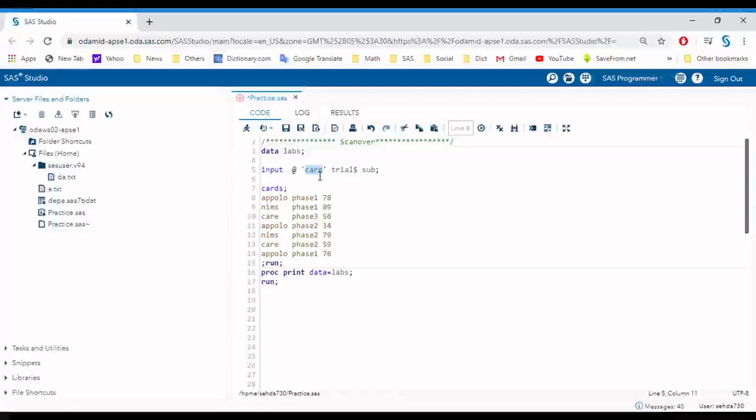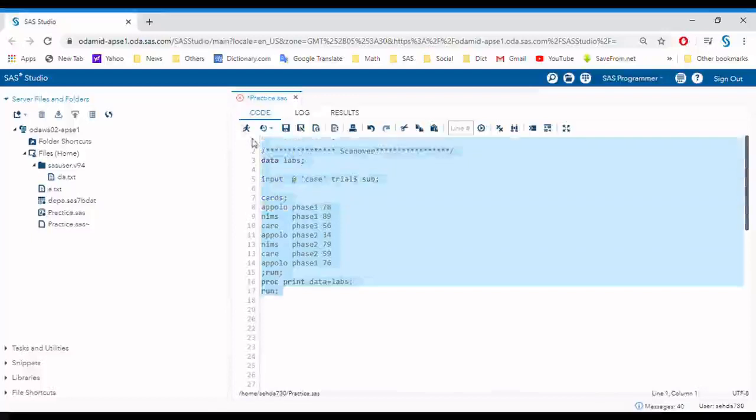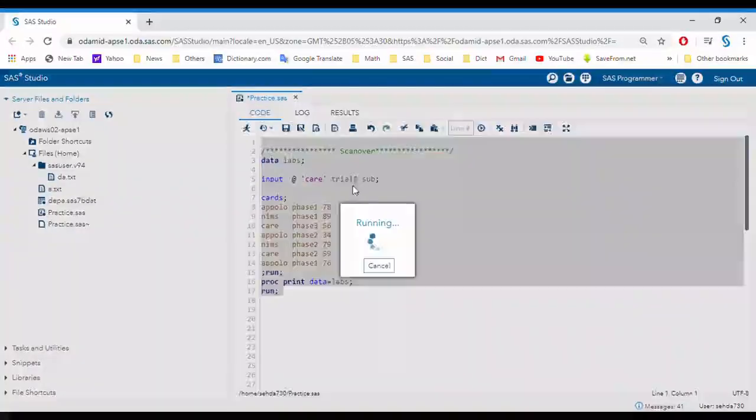So we are asking it to read the data based on this scan thing. Read these lines based on this care. Wherever you find the care, read the line. Okay, so this is how it is used. So let's see first what will happen. Okay, let me run this.